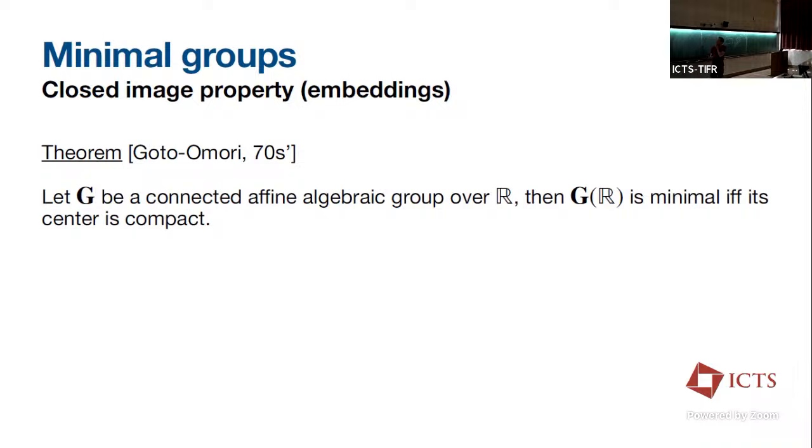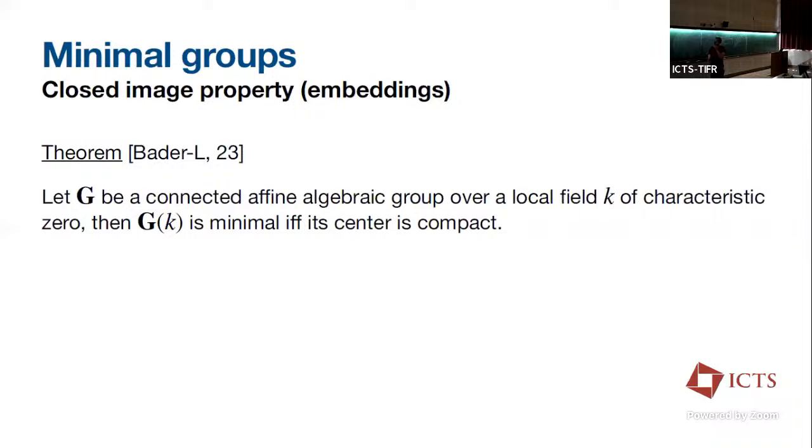Fast forward many years later, and we get the same thing for algebraic groups over local fields with characteristic zero. Again, if the center is compact, my group is minimal. So this is exactly analogous to Omori and Goto's result. And actually, we do not have case analysis, and we do not use their results in order to get this in general. We actually prove it using structure theory. And we will now see a quick sketch of how this can be done.